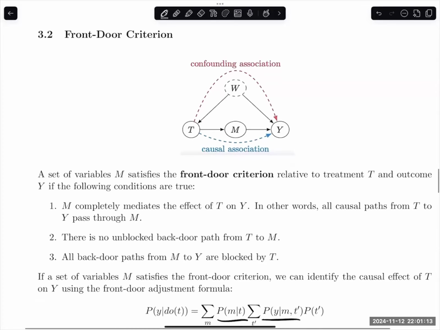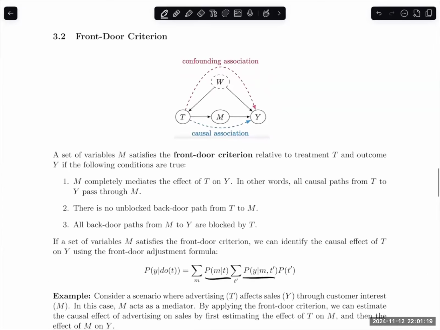And using the front-door criterion, we first estimate the effect of the treatment on the mediator, which is the conditional probability of the mediator given the treatment, P of M given T. And then we estimate the effect of the mediator on the outcome, which is P of Y given the mediator and the treatment. So by doing these two steps, we can correctly infer the causal effect from T to Y.